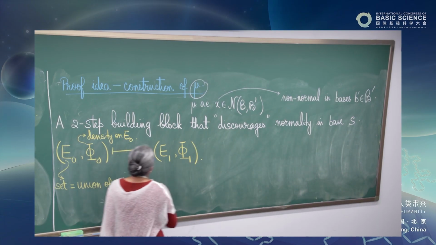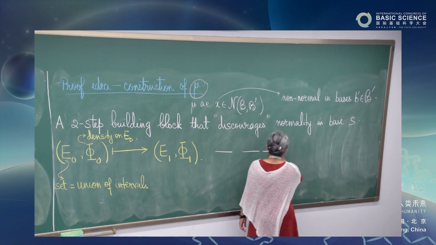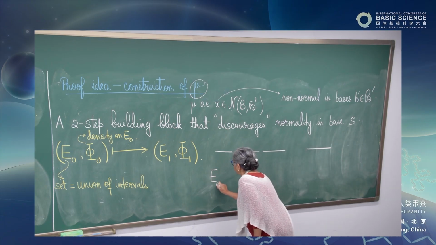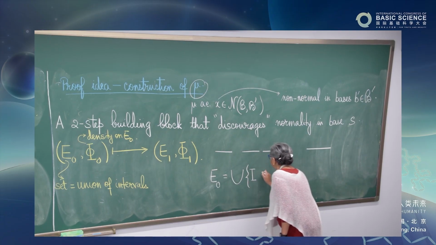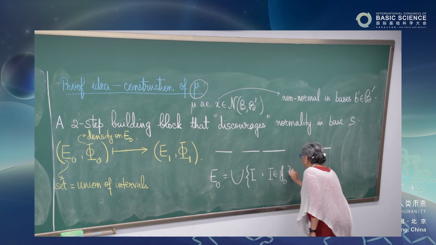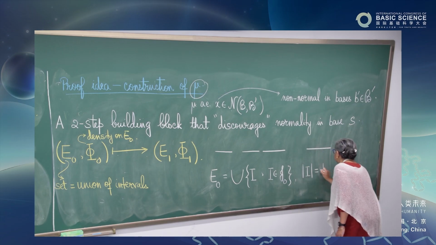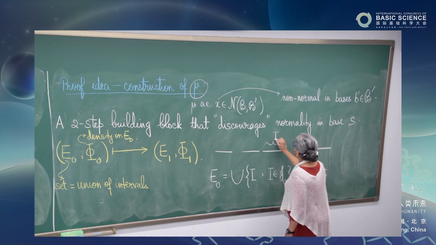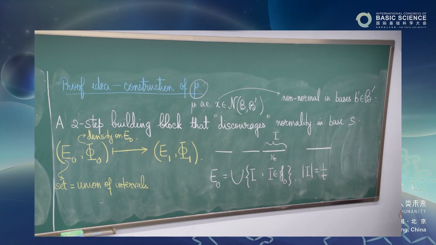Okay, that's my goal. So let's take a look at E0. E0 is a set of intervals. So E0 is the union of a certain class of intervals, which I'm going to call I0. And the length of each interval I in I0 is some fixed constant, let's say 1 over t. So this is an I, its length is 1 over t.